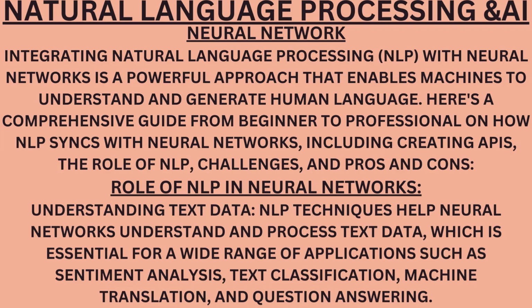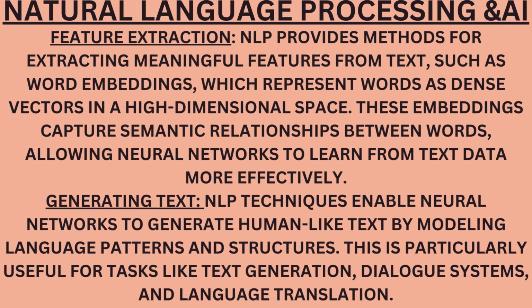Understanding text data. Natural language processing techniques help neural networks understand and process text data, which is essential for a wide range of applications such as sentiment analysis, text classification, machine translation, and question answering. Feature extraction. Natural language processing provides methods for extracting meaningful features from text, such as word embeddings, which represent words as dense vectors in a high-dimensional space. These embeddings capture semantic relationships between words, allowing neural networks to learn from text data more effectively.